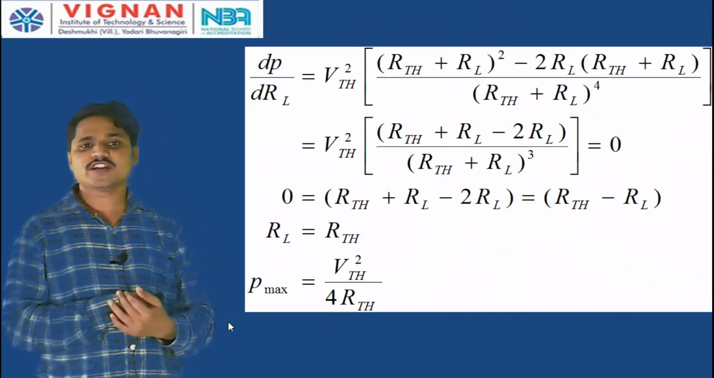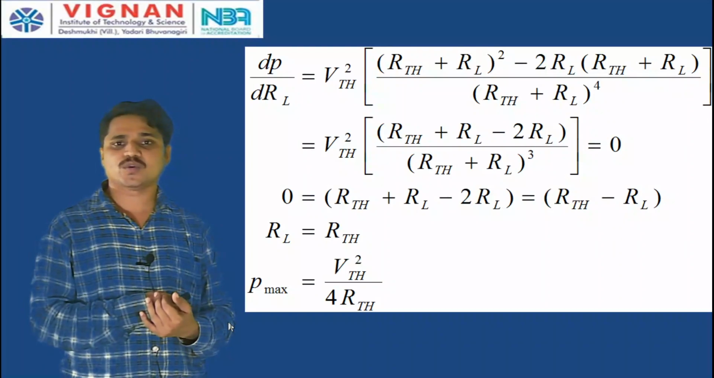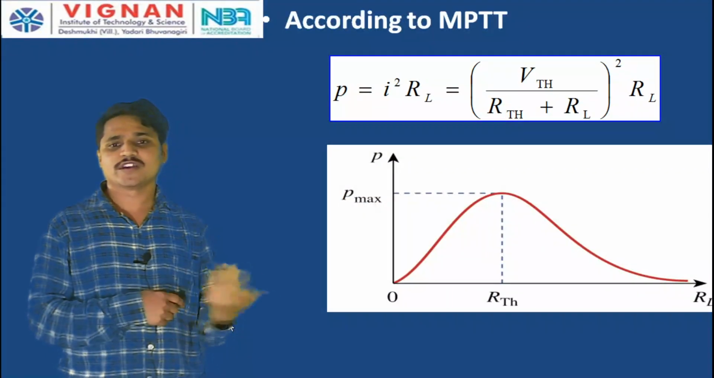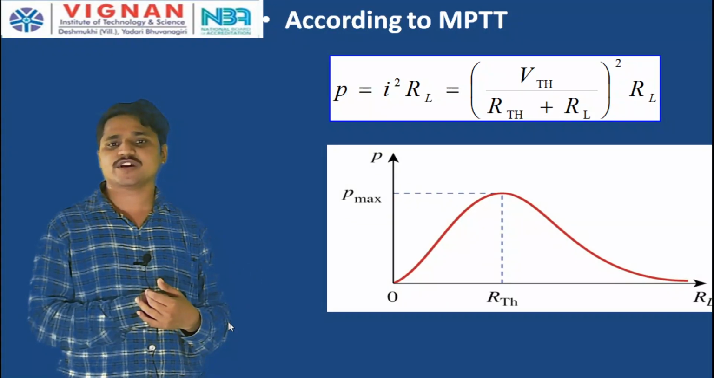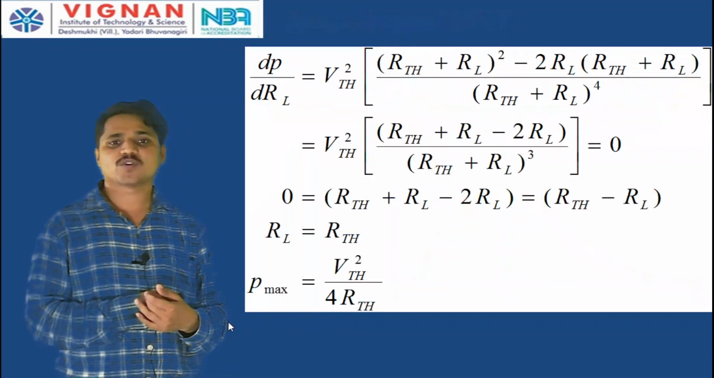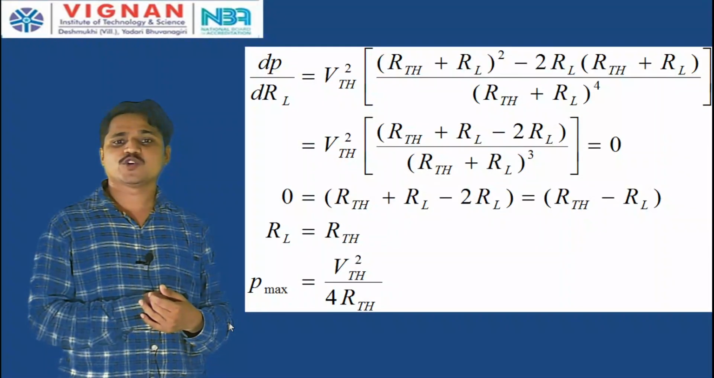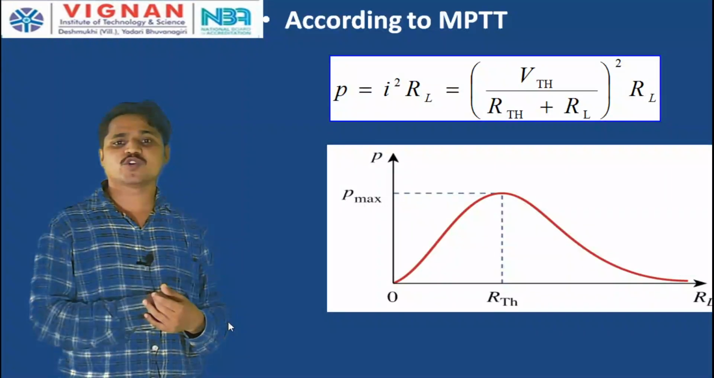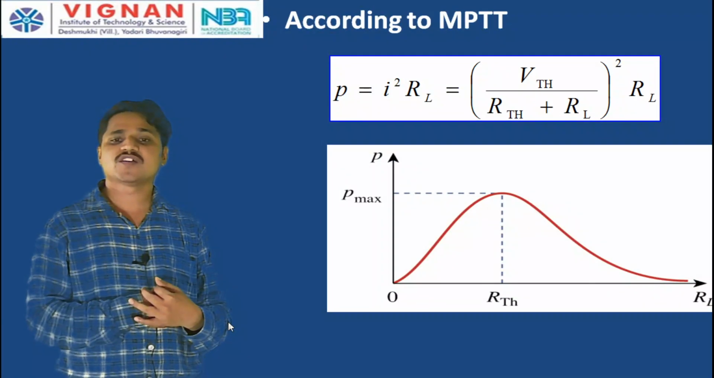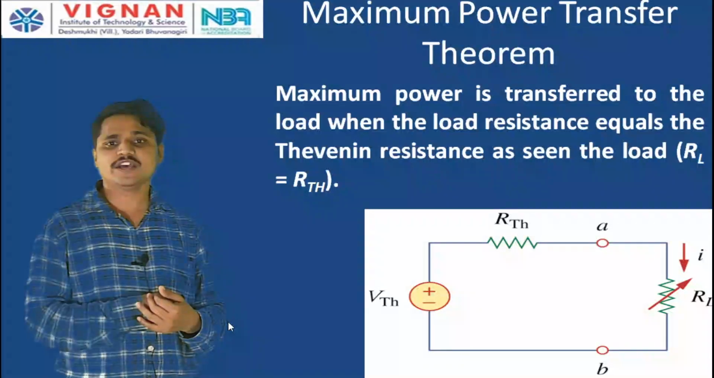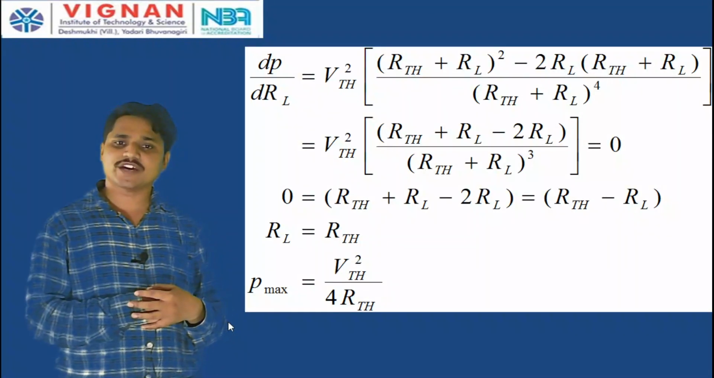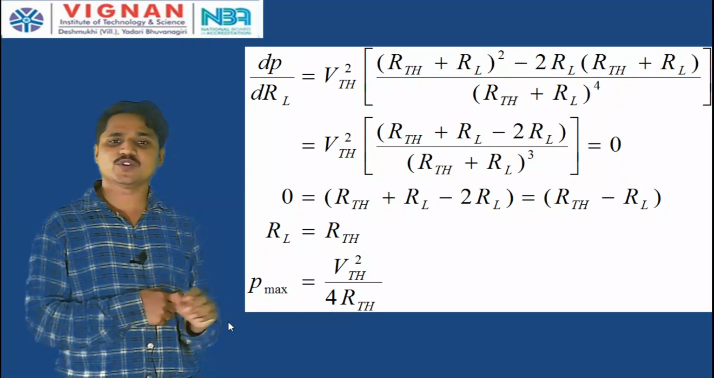V Thevenin is a constant, so keep V Thevenin square outside. So, 1 by (R Thevenin plus RL) whole square into RL. It is not the UV method, it is the U by V method: U into V dash plus V into U dash. So, R Thevenin plus RL whole square is U into V dash.